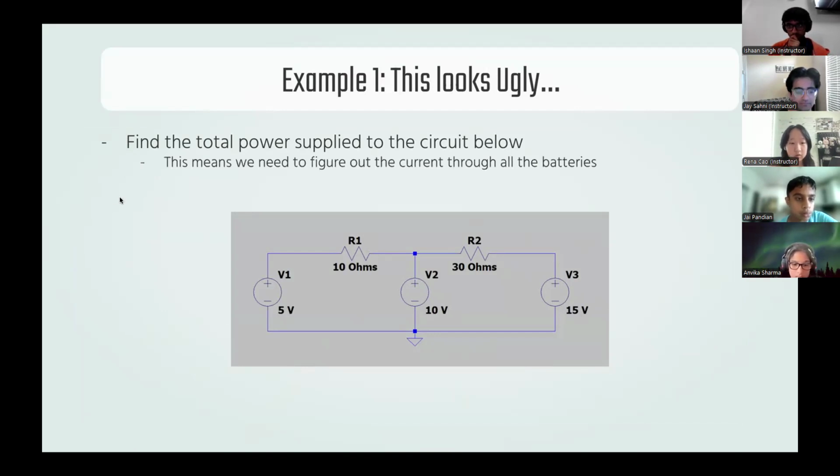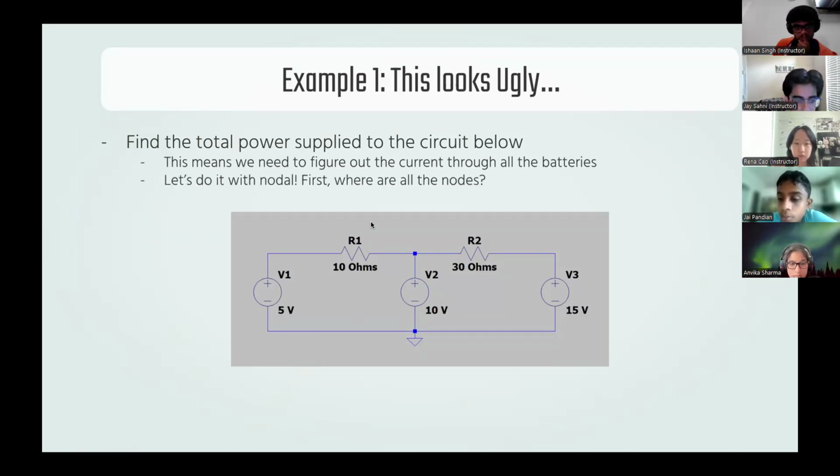Okay. So this means we need to figure out the current going through all the batteries, right? So we can multiply it by the voltages to get the total power. And we can do this with nodal analysis. So, where are all the nodes?